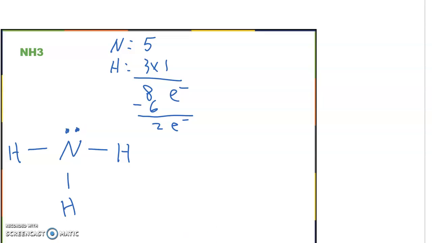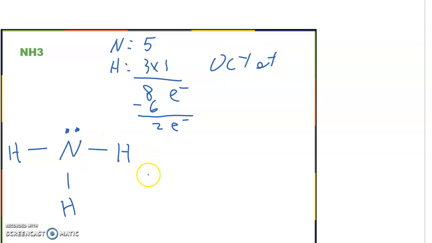So now let's check for the octet rule. For the hydrogen, there is only a single bond connected to it, so hydrogen is happy. Let's look at the nitrogen. For nitrogen, there are 1, 2, 3, 4, 5, 6, 7, 8. There are 8 valence electrons surrounding the nitrogen. So nitrogen is happy. It satisfies the octet rule.